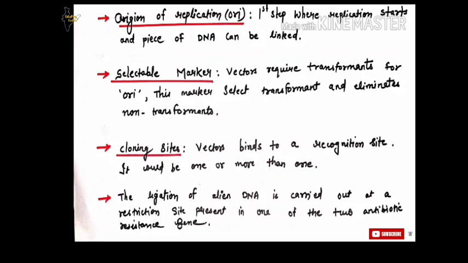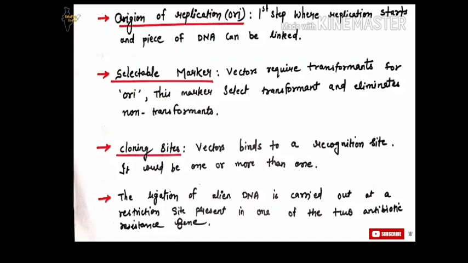Third is the cloning site. Cloning sites are recognition sites that vectors bind to. This could be one or more than one. Commonly it is one, and if it is more than one, then it is complicated to link the DNA piece. Recognition sites for the commonly used restriction enzymes, presence of more than one recognition site within the vector will generate several fragments which will complicate the gene cloning.